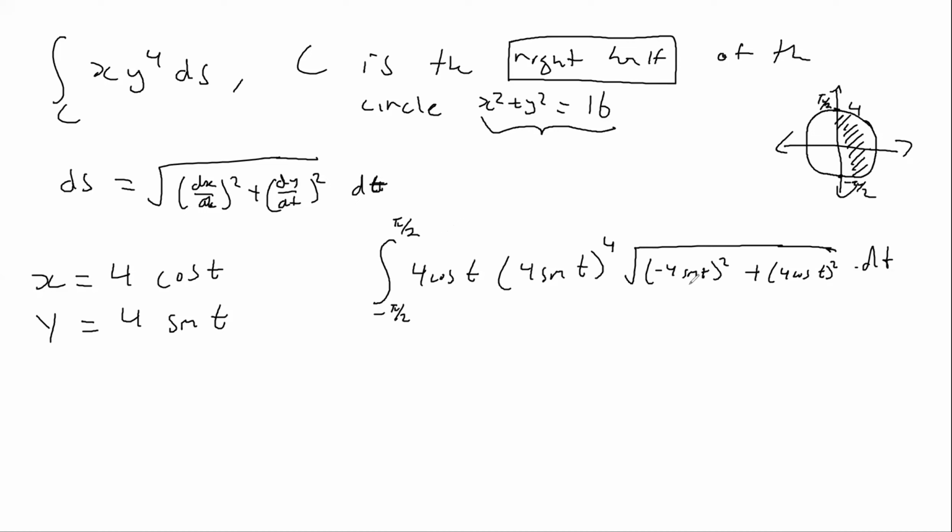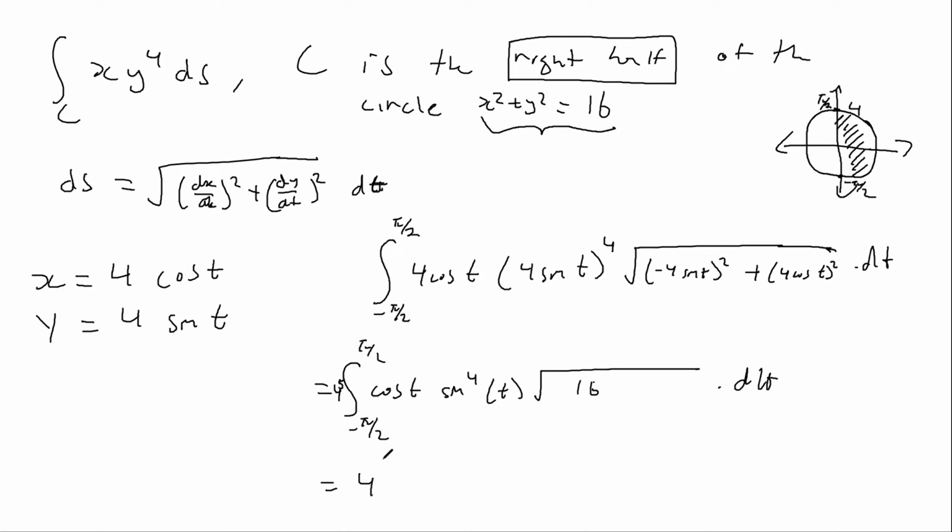Now we can definitely simplify this down. We have the integral from negative pi over 2 to pi over 2. Take the 4 to the power of 5 out. We have cosine t, sine to the power of 4 t, times the square root of 16, because that squared distributes out to sine squared, and sine squared plus cosine squared is just 1. So we just have 16 times dt. This simplifies down to 4 to the power of 6 times the integral from negative pi over 2 up to pi over 2 of cosine t times sine to the power of 4 t dt.